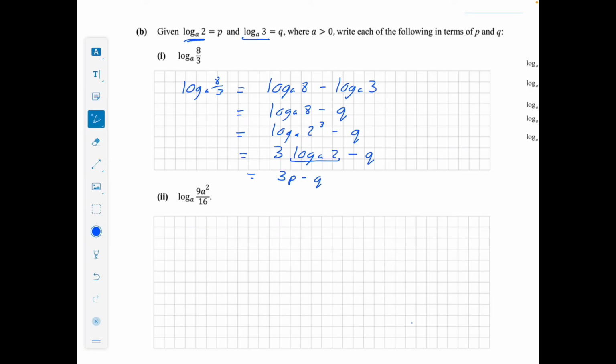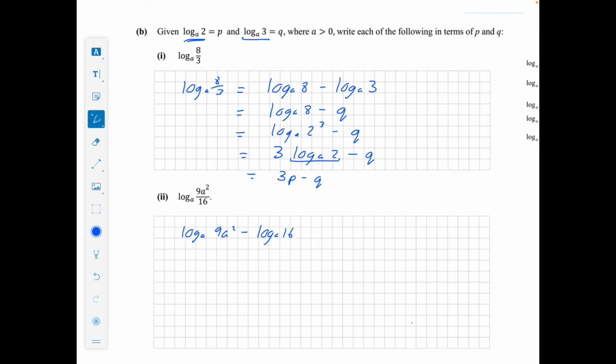Moving on to part 2 then, you can see it's quite a similar question. Again, we're trying to get log to base a of 2 and log to base a of 3 out of this so we can write it in the form p and q. So first thing I'm going to do is get rid of that division and subtract them.